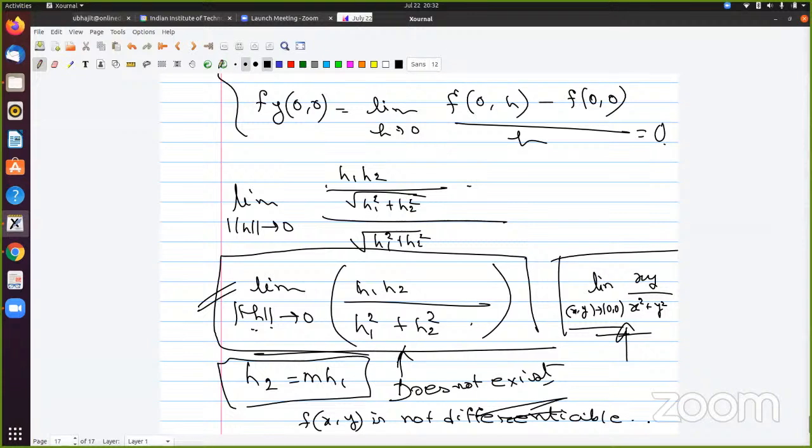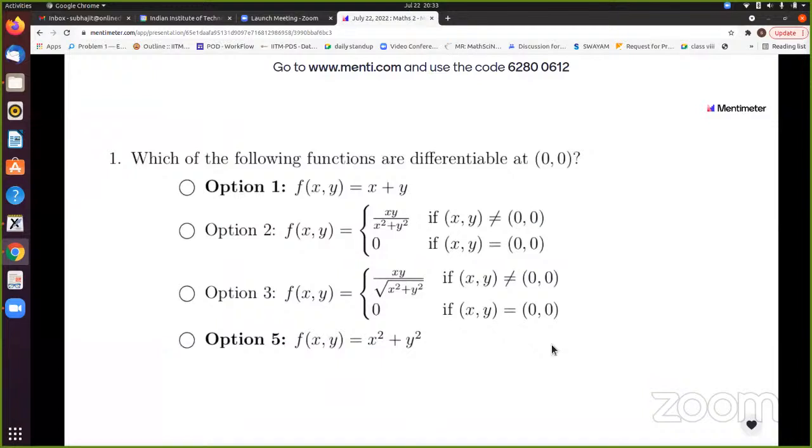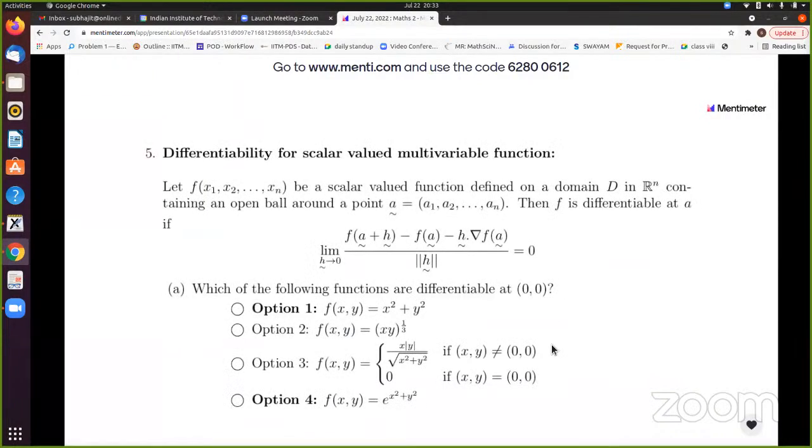Anyone has any doubt? Sir, in the question prior to this one, there was one option with mod x, or I don't know, mod xy. Could you just repeat that? Now you can solve it. No, I have solved this question. Now it will be easier for you to solve this one. Same approach, that's the sandwich theorem. Exactly, sandwich theorem. To prove continuity, you have to use the sandwich theorem, but for differentiability, you can use the same thing that I have done here.